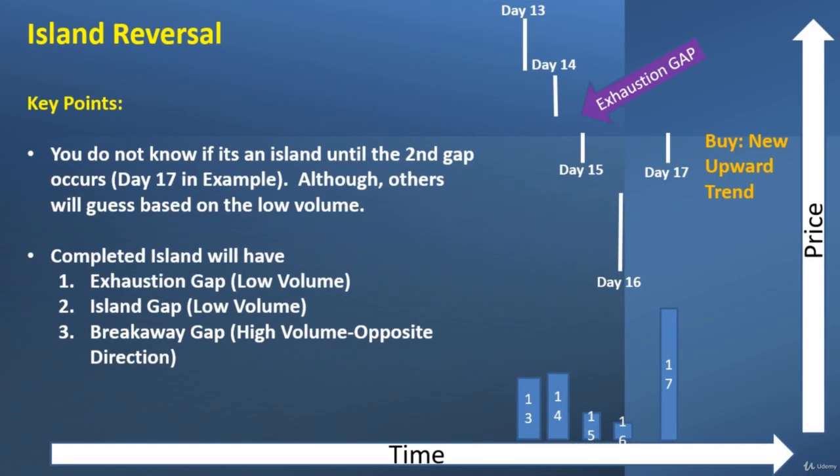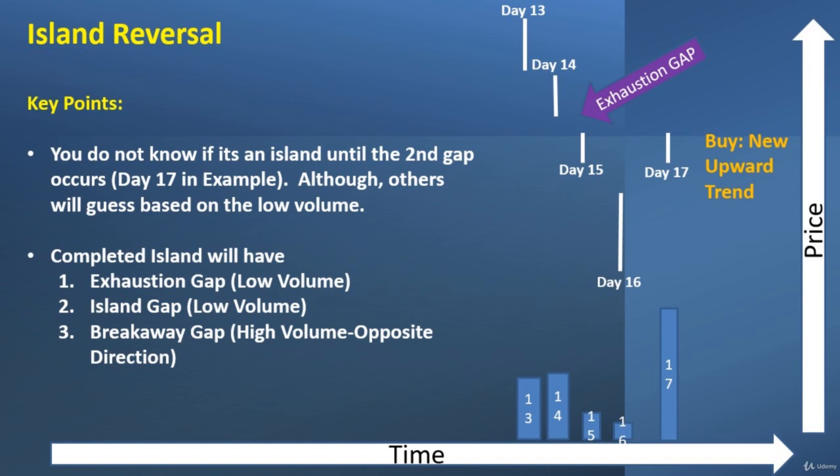So the key point is you don't know if it's an island until the second gap occurs. It's day 17 in this example. You might see it jump out way ahead after an exhaustion gap and kind of guess, oh, is that a reversal? And it could be, but you really need to look at that volume, and you really need to confirm with that the following day.